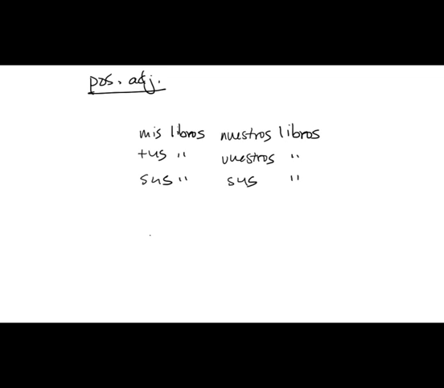So try it again. Mis libros means my books. Tus libros, your books. Sus libros, his books, her books, its books, or ustedes books, the books of usted. Nuestros libros, our books. Vuestros libros, your books, you plural, y'all's books. Sus libros, their books, or your plural books. Again, for the ustedes form. Okay.